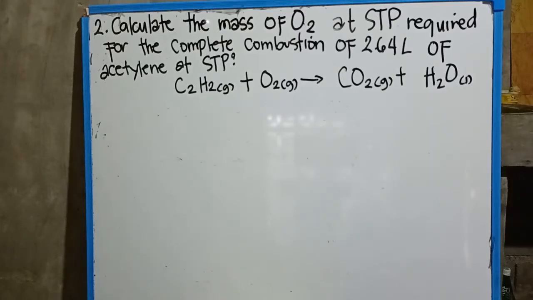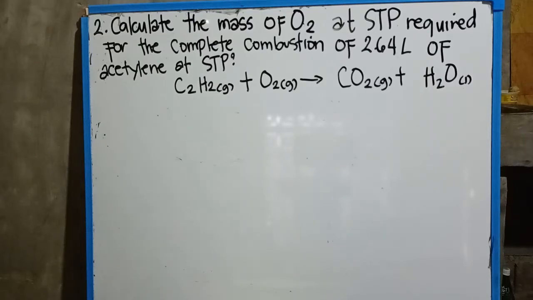So here is our second problem. Calculate the mass of oxygen gas at STP, or standard temperature and pressure, required for the complete combustion of 2.64 liter of acetylene at STP. So that is our equation: acetylene plus oxygen gas yields our products, which are carbon dioxide and water.